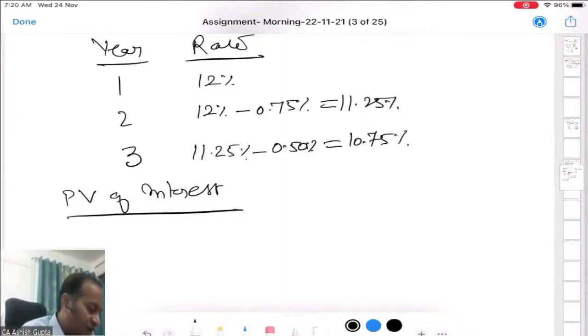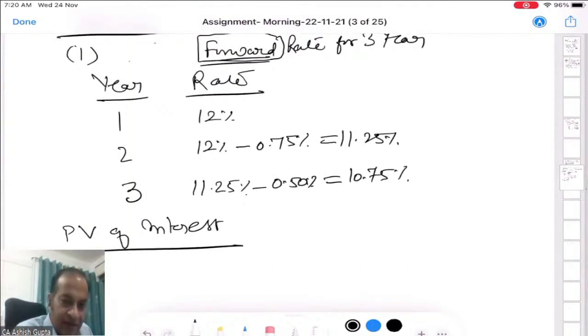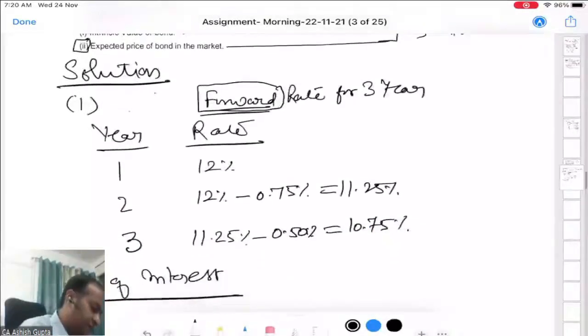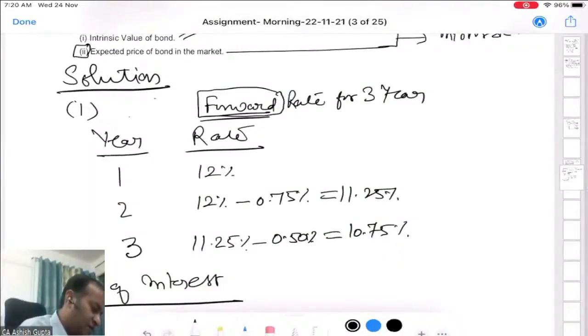Okay, student. I think it will be better if we first discuss the concept, because I think I will have to leave this question for now. First of all we discuss the concept of forward yield curve, then I will let you know. Okay, just hold on. I think it will be better if we do it like that.